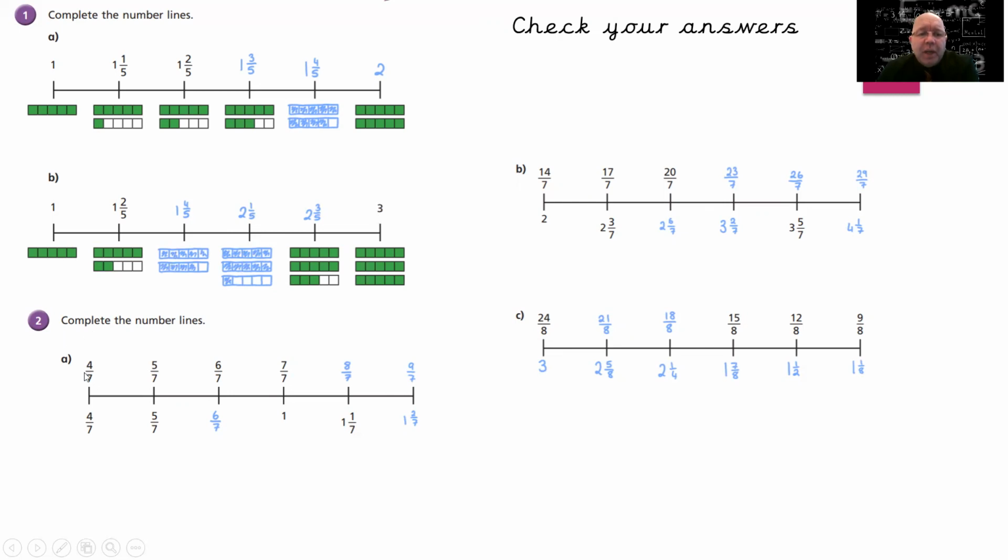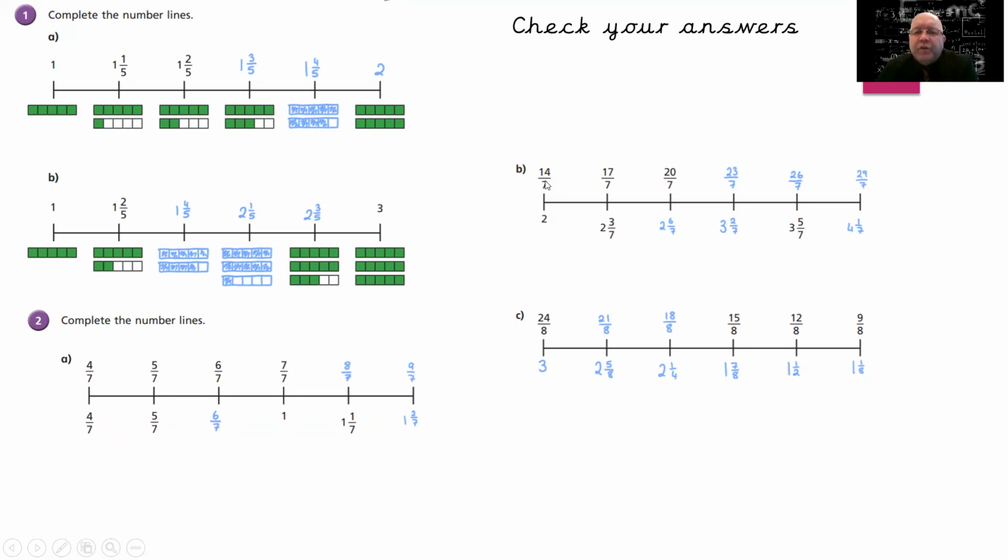Right, question 2, your number lines. If we look on the top, first of all, at the improper fractions, we've gone 4/7, 5/7. Okay, so we've gone up 1/7 each time. 4, 5, 6, 7, 8/7, 9/7. And then on the bottom, same step, 4/7, 5/7, 6/7. Then 7/7 is the same as a whole one. 1 and 1/7, 1 and 2/7 is equivalent to 9/7.